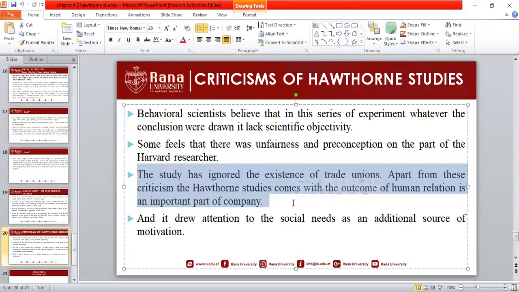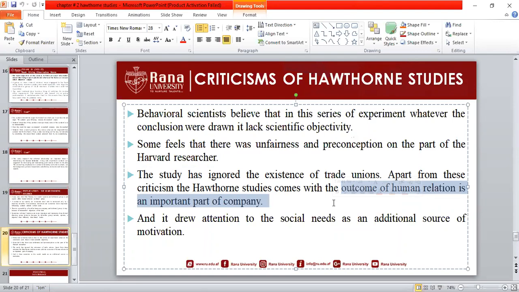A part of these criticisms, if you look at them, still the Hawthorne study comes with the outcome that human relationships are important. Lots of criticism is here, but still the Hawthorne study came up with one ideology. What is that perception? What is that outcome? That inside the organization, human relation is an important factor within a company.